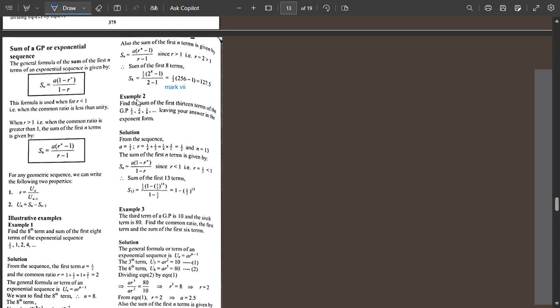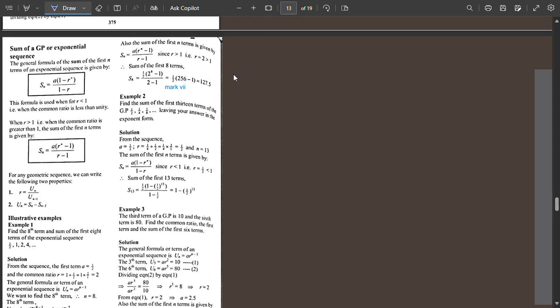Let's take this example. Find the sum of the first 13 terms of the GP. This is a GP. Leaving your answer in exponential form. In exponent form, sorry. So what's the formula for sum of a GP?